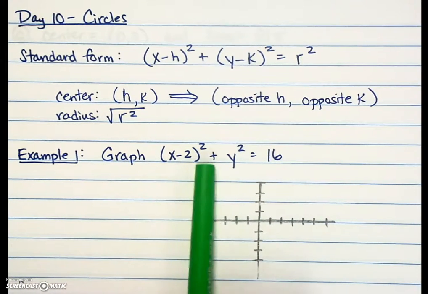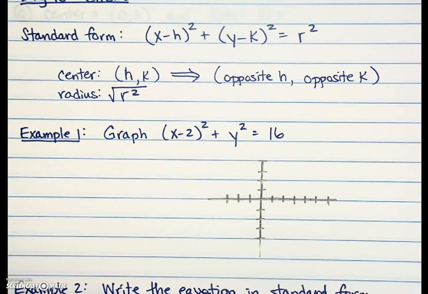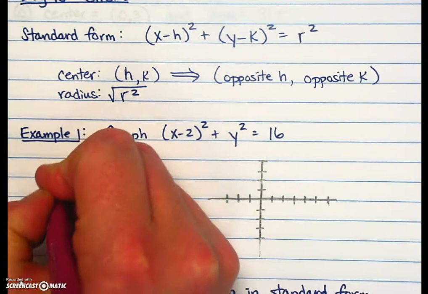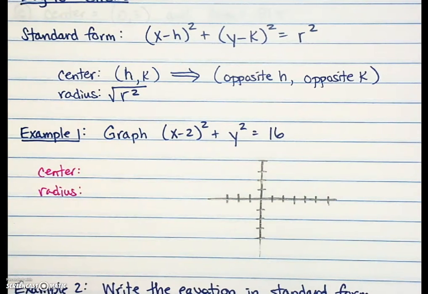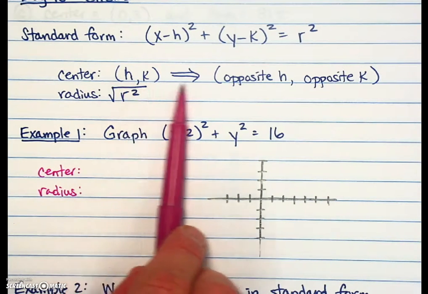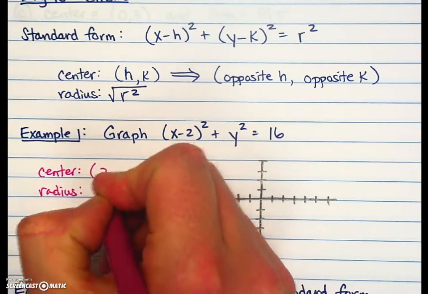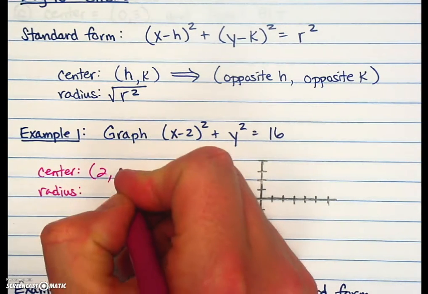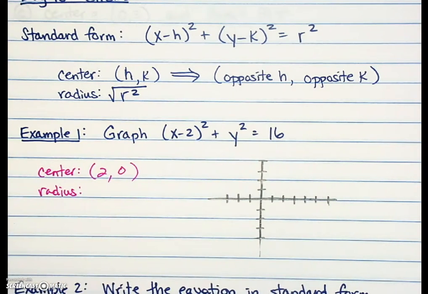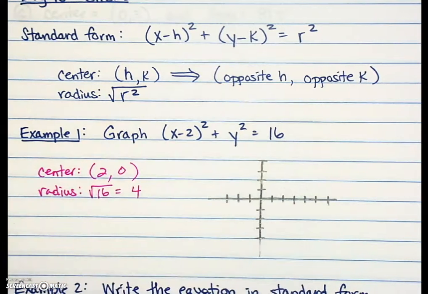Here it says to graph (x minus 2) squared plus y squared equals 16. In order to graph, we have to know two things: the center and the radius. To find the center, we apply what we had up here. We go opposite of h, and h always goes with x, so opposite of h would be positive 2. With the y, we just have y squared, nothing with it, so my k value is 0. For the radius, I take the square root of what it's equal to, and the square root of 16 is 4.